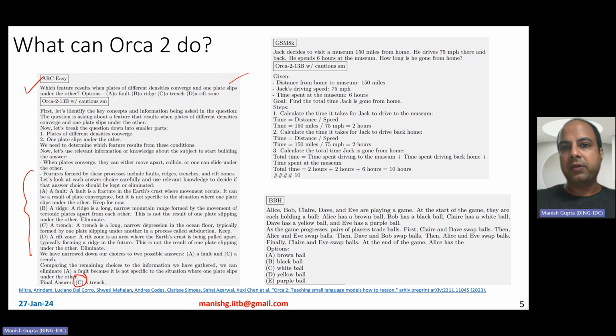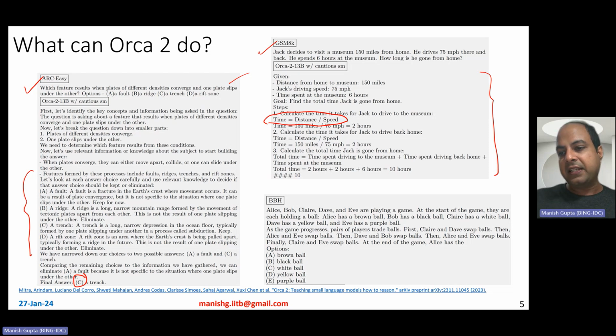Here are more questions. So, Jack decides to visit a museum, 150 miles and so on. Again, it makes use of its physics reasoning power so as to understand what time is, and uses this formula, time equals distance divided by speed, and then comes up with an accurate answer for this physics-based mathematical question.